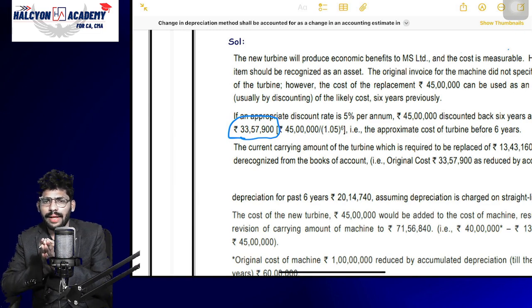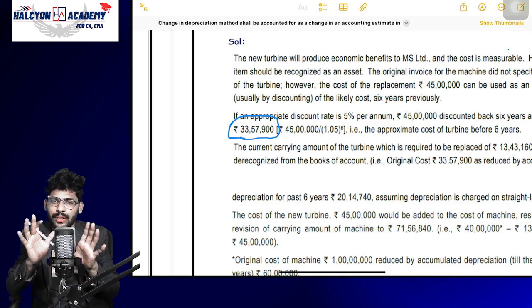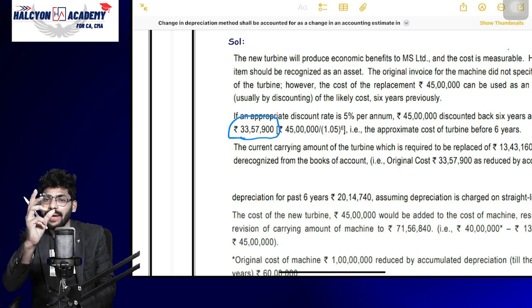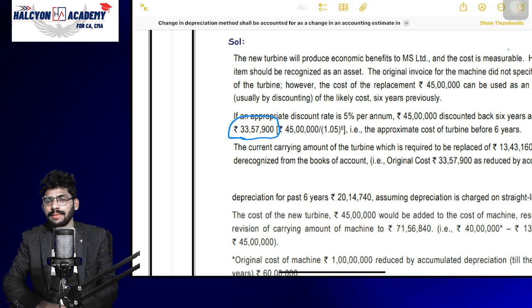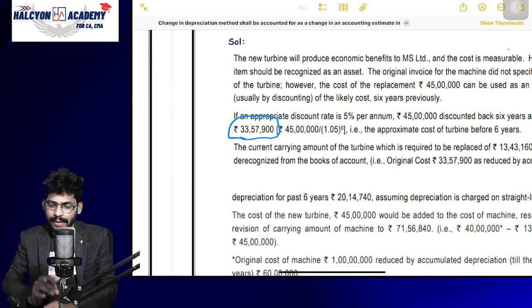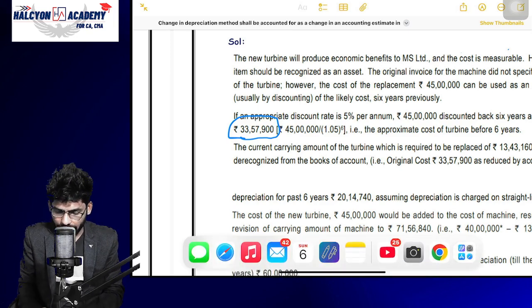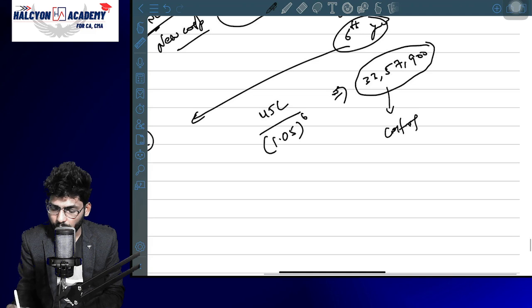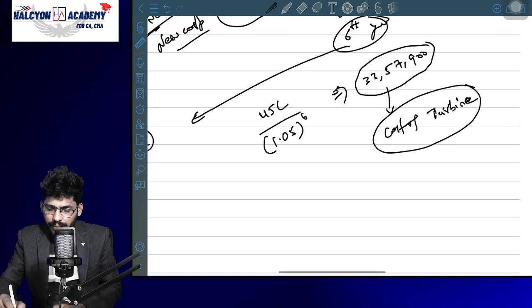As of now, the cost is 45 lakhs, right? But when you purchase, we have been given the total cost of the PPE, that is 1 crore. But we don't know the exact cost of that particular turbine, right? So based on the given new cost, I have calculated. The value is 33 lakh 57,900. This is the cost of the turbine before 6 years.